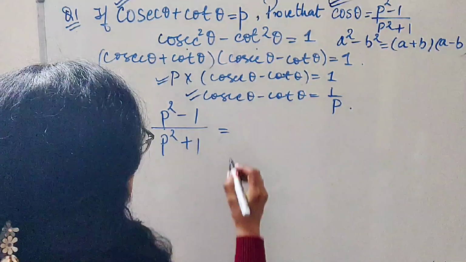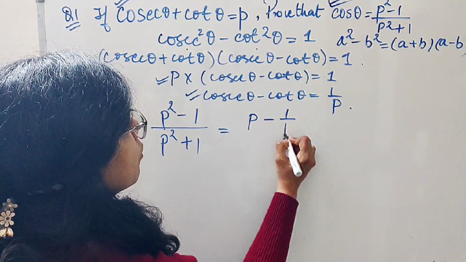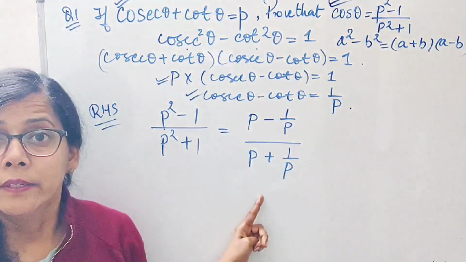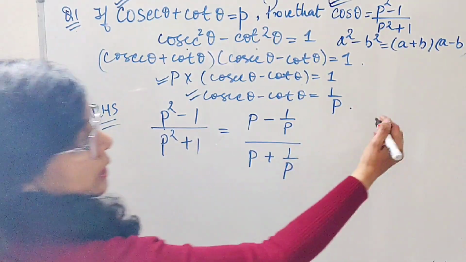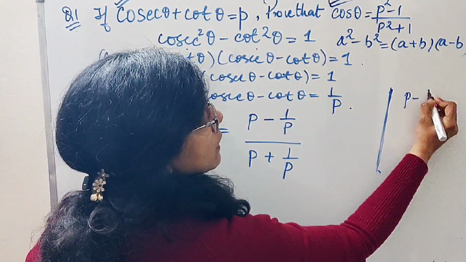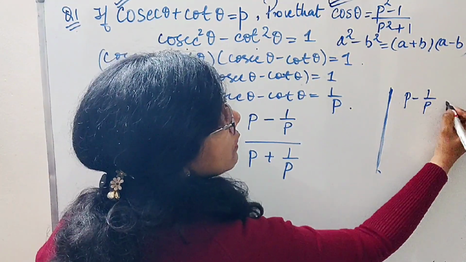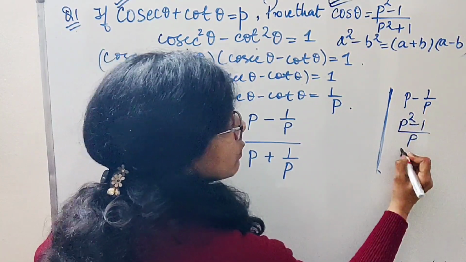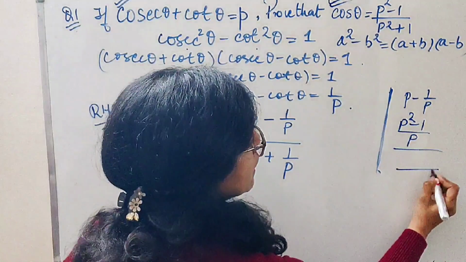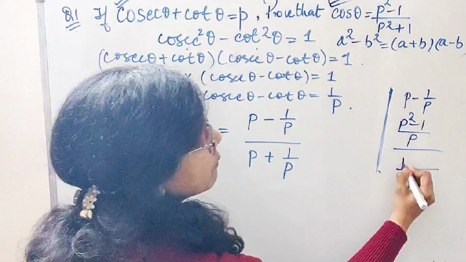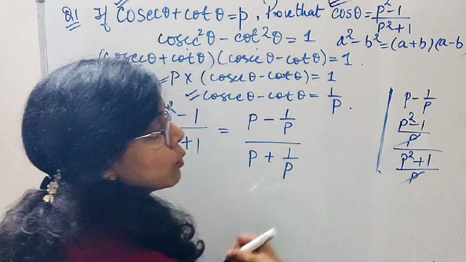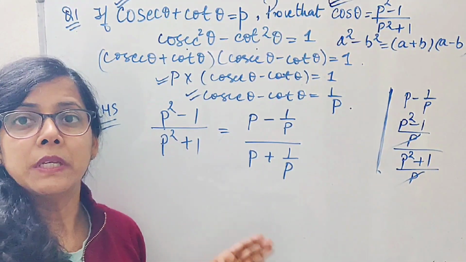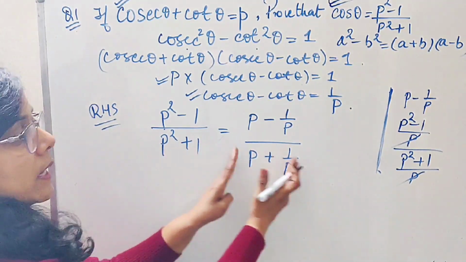This can be written as p minus 1 upon p, upon p plus 1 upon p. If I write this, this p minus 1 upon p, if we take LCM, will become p square minus 1 upon p. In the same way, if I take LCM here, it will become p square plus 1 upon p. This p will cancel out with p, and we are left with what is given to us, p square minus 1 upon p square plus 1. So we can write this easily.